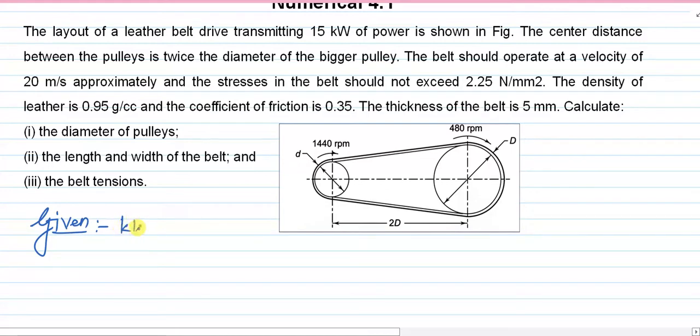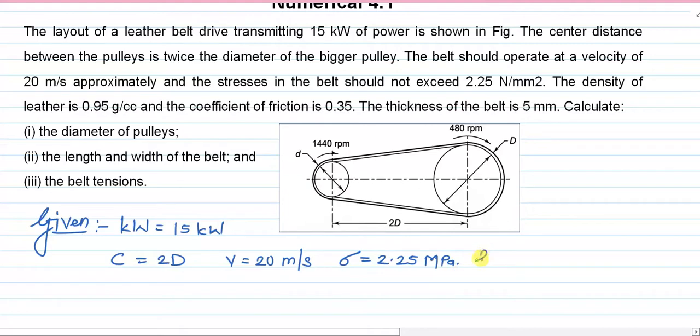So the power transmission is equal to 15 kilowatt. After that, the center to center distance, capital C, is 2 times the diameter of the larger pulley, capital D. Then belt should operate at a velocity of 20 meters per second. Then the stresses in the belt should not exceed sigma 2.25 megapascal, and the density of the belt material is 0.95 gram per cc. Then coefficient of friction, which is f, is 0.35. Now we can proceed with the solution.